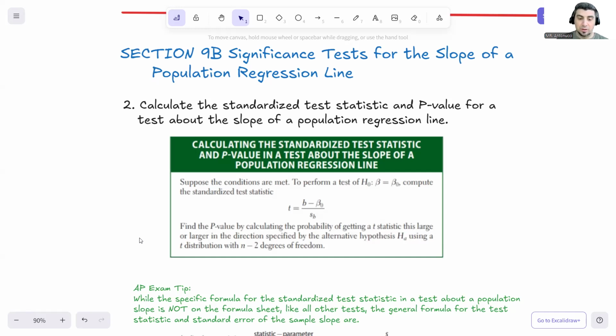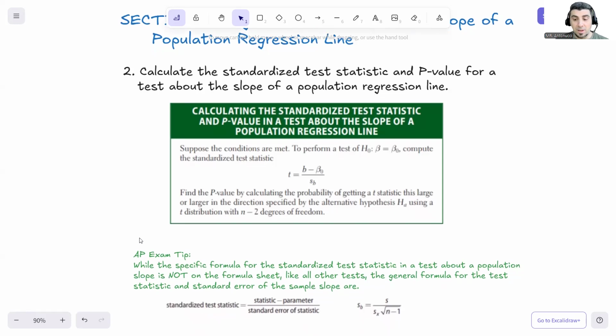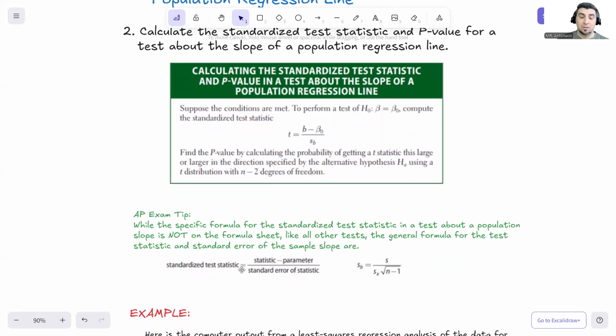Now, again, as with other significance tests, the specific formula for a test about a population slope is not going to be on your formula sheet. But the general formula for test statistic and standard error of the sample slope are. So remember, the standardized test statistic is always the statistic minus the parameter divided by the standard error of the statistic. So this formula will be on the formula sheet, and so will the standard error for a test about a population slope. You just have to know how to put them together in order to get your t statistic and how to use that to then calculate your p-value.